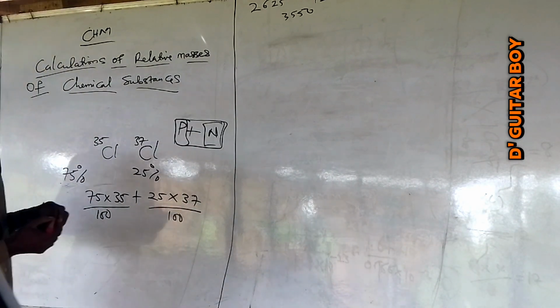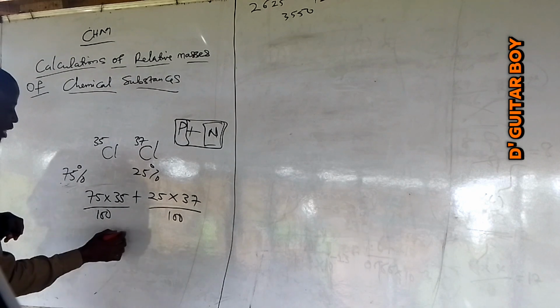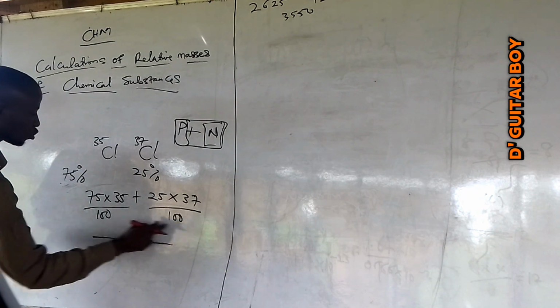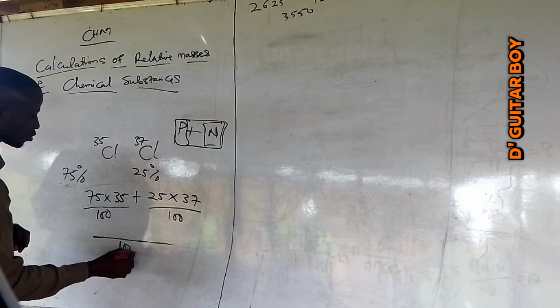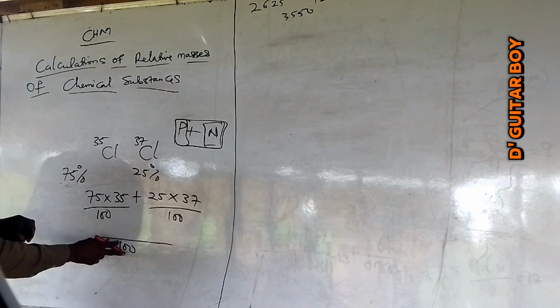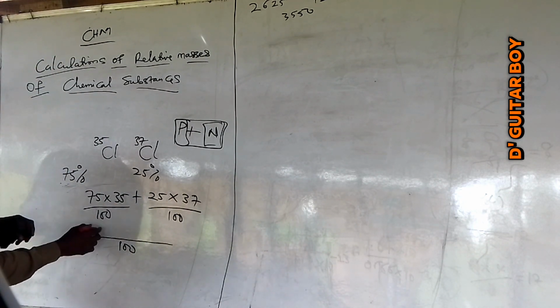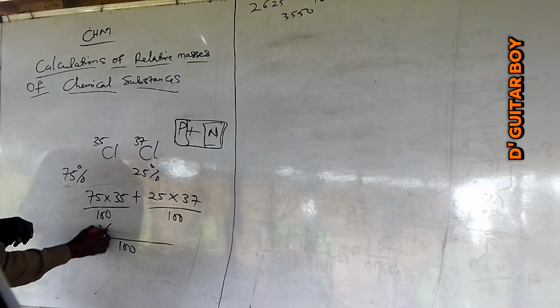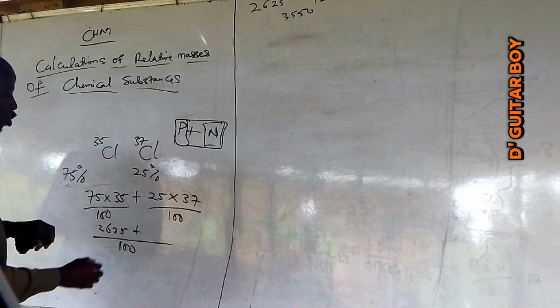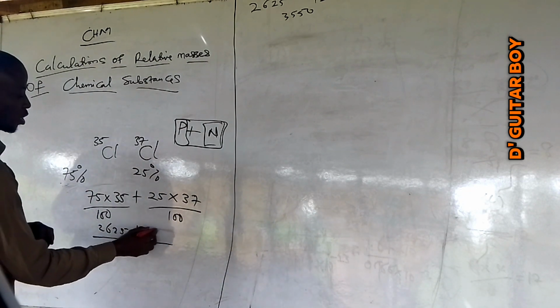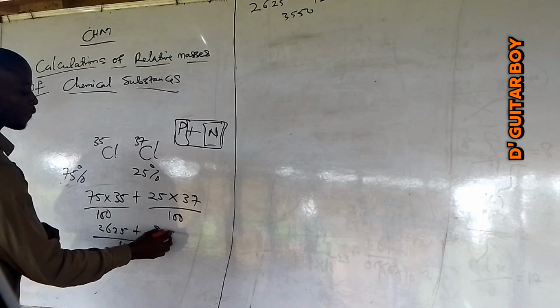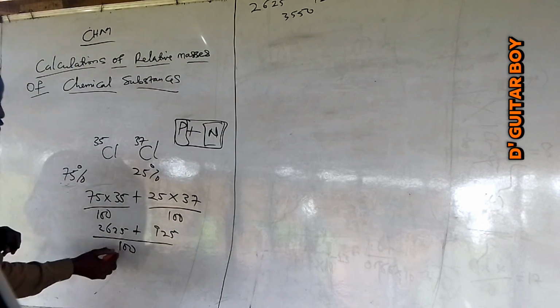100. Now in that case you look for the LCM of these two. When you multiply this one, it will give you 2625, plus this one, when you multiply it, it will give you 925.